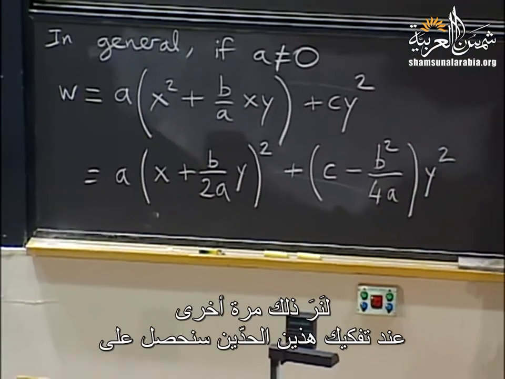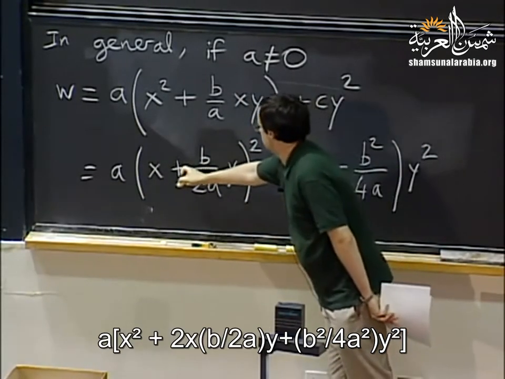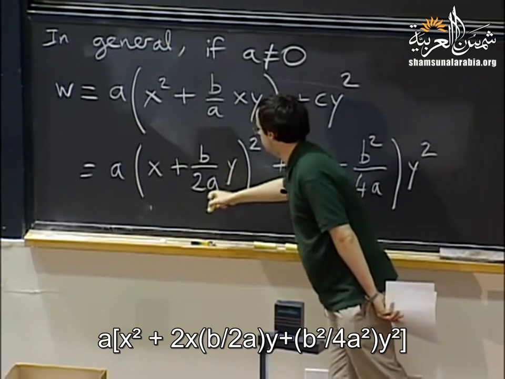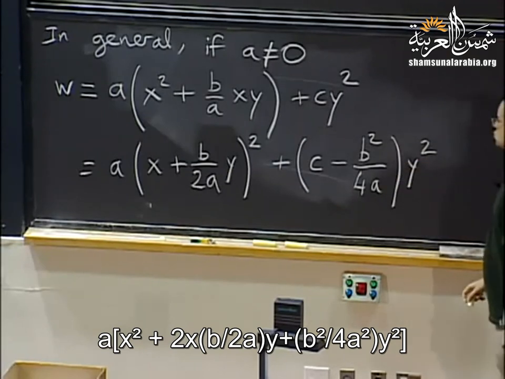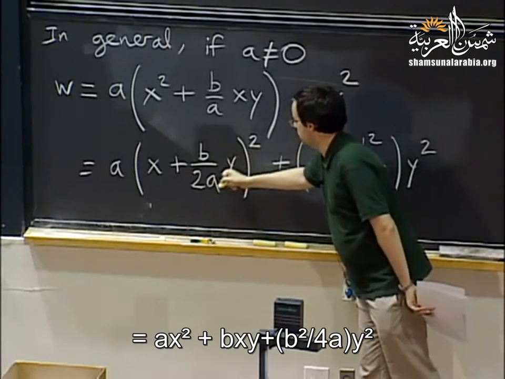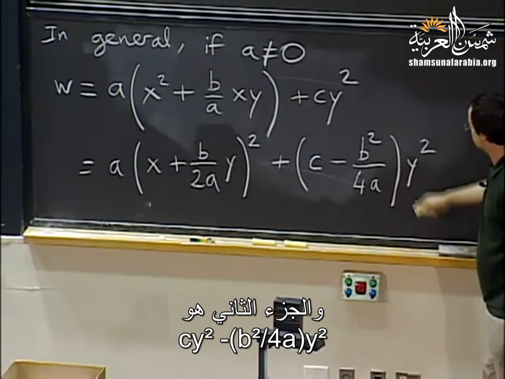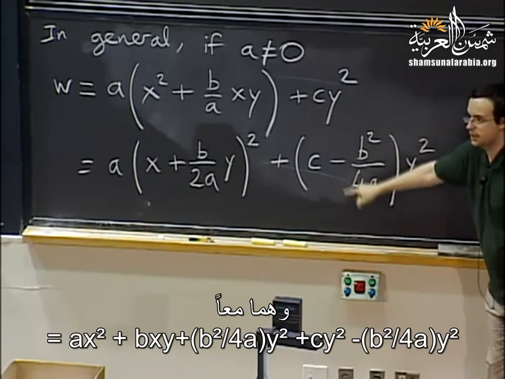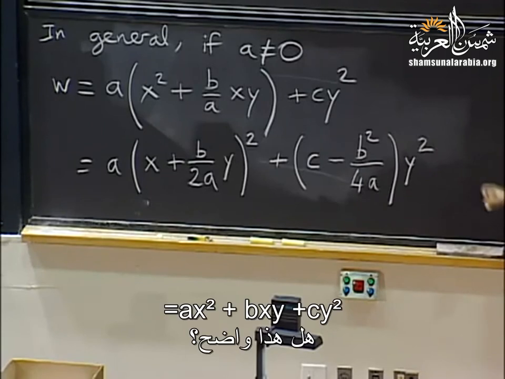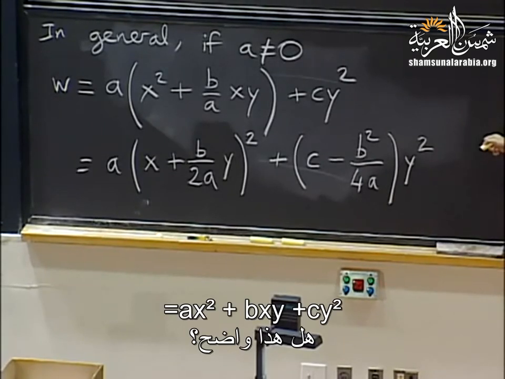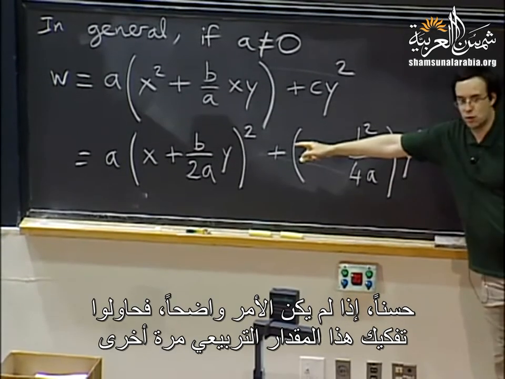Okay, let's see that again. If I expand this thing, I will get ax squared plus a times b over 2a times 2xy. That's going to be my bxy. But I also get b squared over 4a squared y squared times a. That's b squared over 4a y squared. And that cancels out with this term here. And then I will be left with cy squared. Okay, do you see it? Kind of? Okay. If not, try expanding this square again.